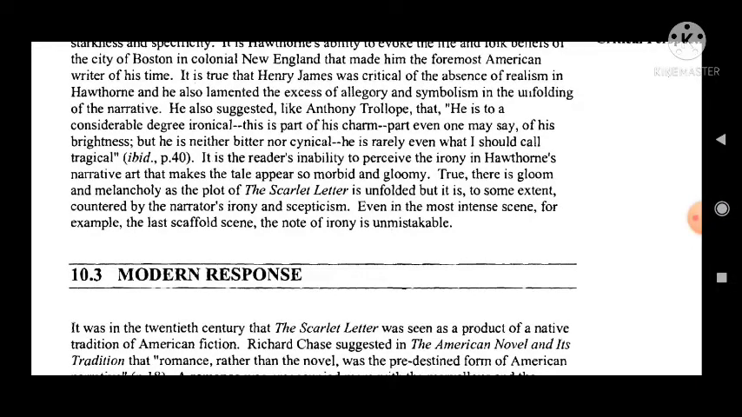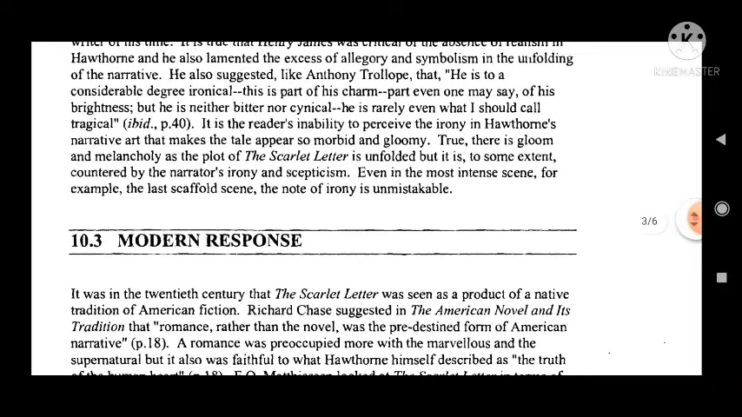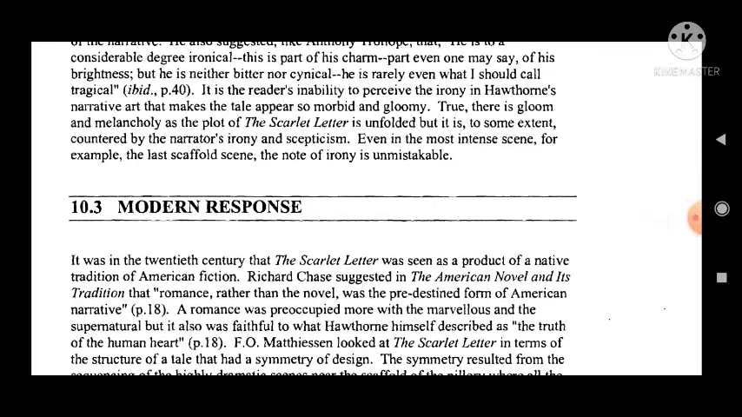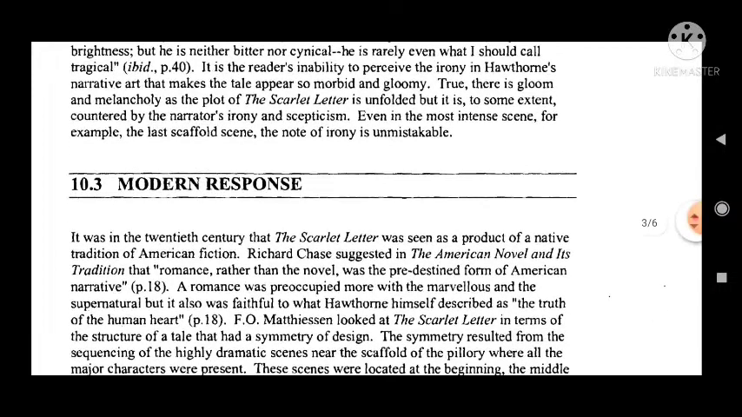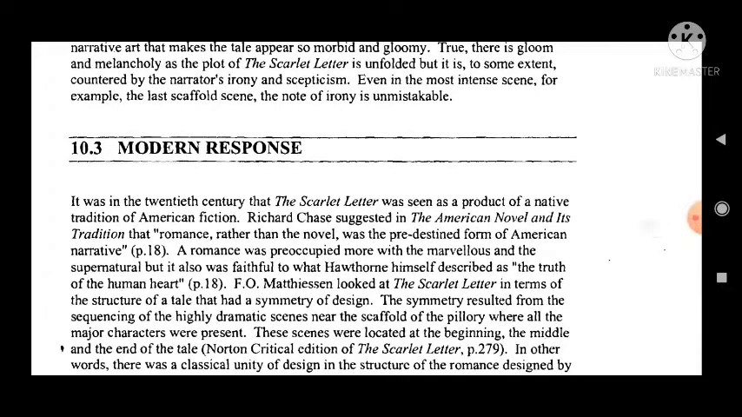It is the reader's inability to perceive the irony in Hawthorne's narrative art that makes the tale appear so morbid and gloomy. True, there is gloom and melancholy as the plot of the Scarlet Letter is unfolded, but it is to some extent countered by the narrator's irony and skepticism. Even in the most intense scene, for example, the last scaffold scene, the note of irony is unmistakable.